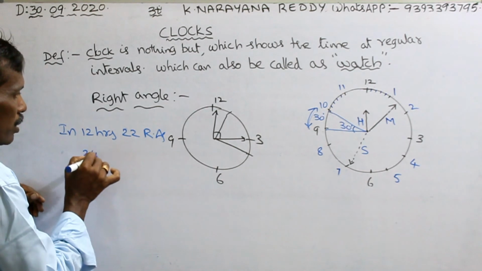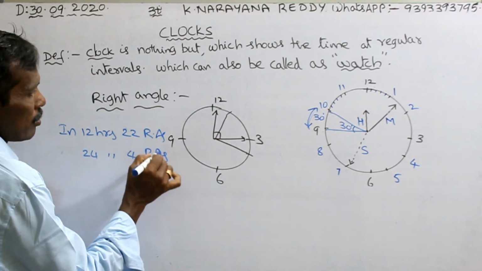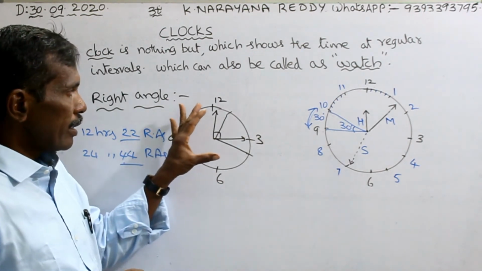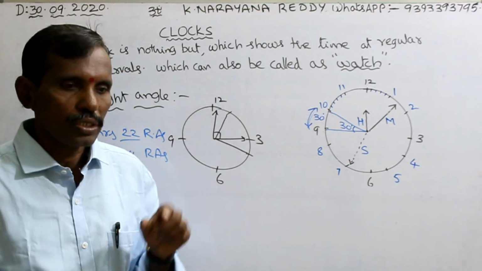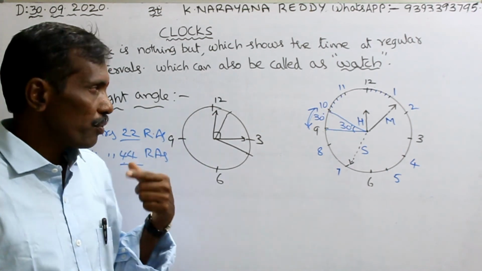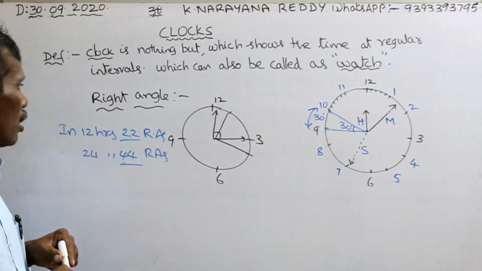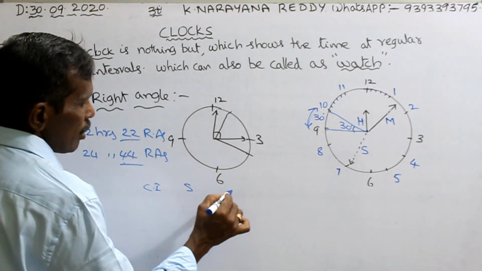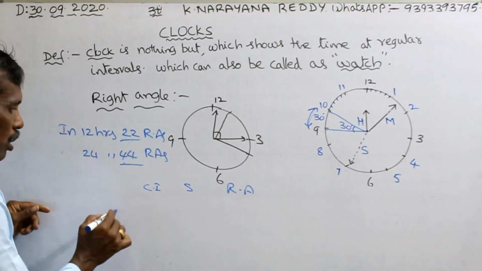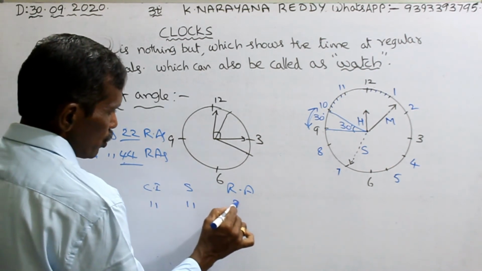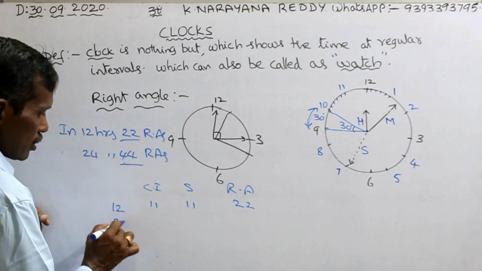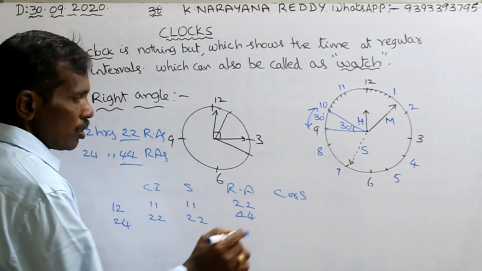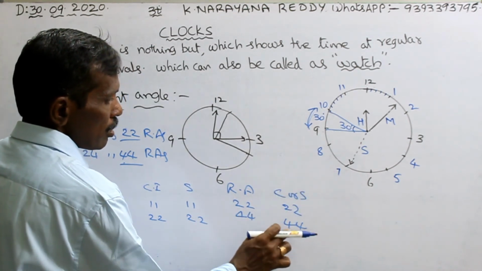In the same manner, in 24 hours, 44 right angles. This is a very important point you have to remember carefully. Right angles formed in a watch in 12 hours is 22, and in 24 hours is 44. Straight line, coincidence, and straight line, right angle. In 12 hours, 11 times, 22 times. And in 24 hours, 22 times, and 44 times.